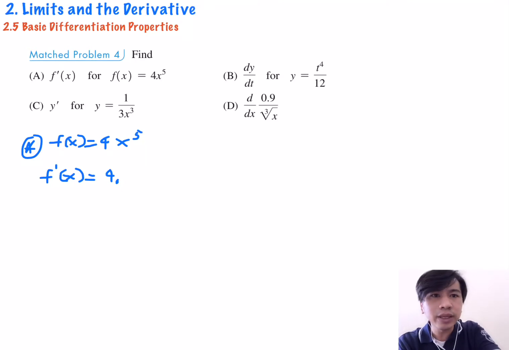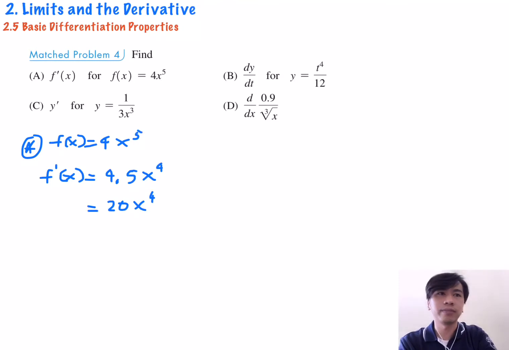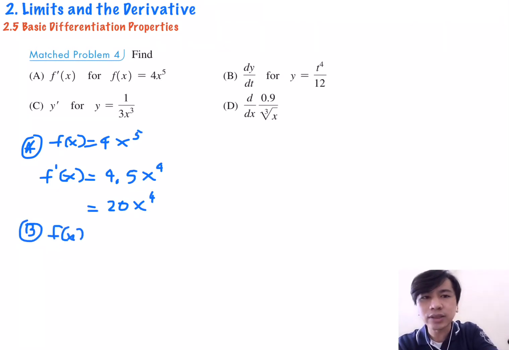Okay, so that will be 5x to the power of 5 minus 1, so that will be 4, and then simplified as 20x to the power of 4. Okay, let's try it for b. f of x equal with 1 over 12 t to the power of 4.